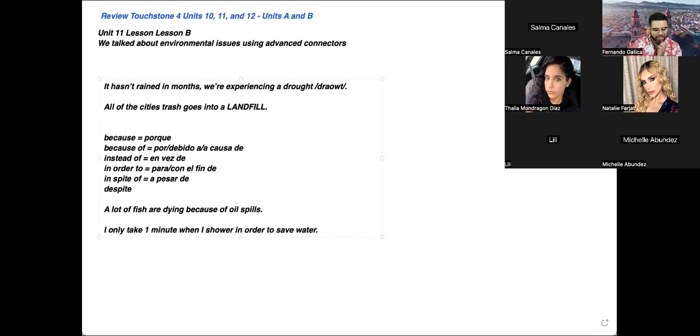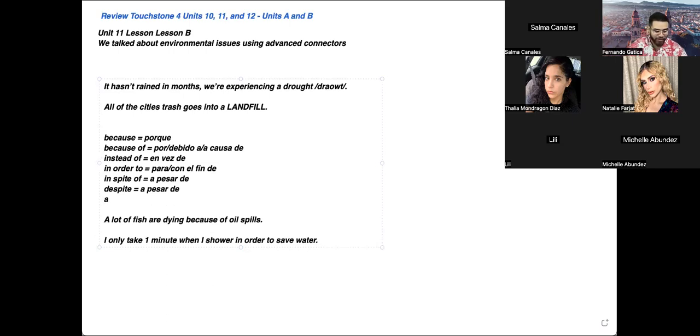Now, guys, what is despite? A pesar de. Yeah, so in spite of and despite, they are the same thing, but different words. And this one, although. What is this? Aunque. Very good.